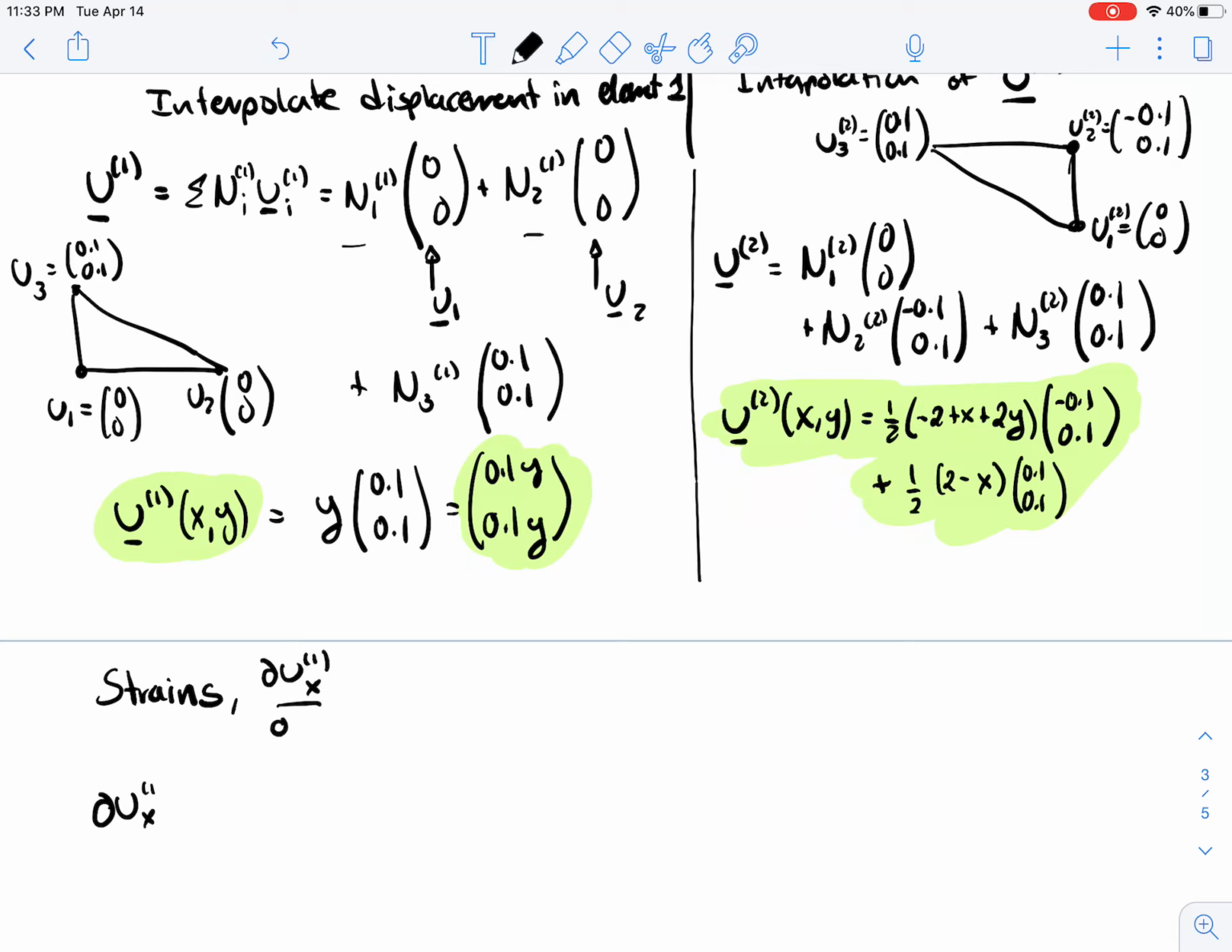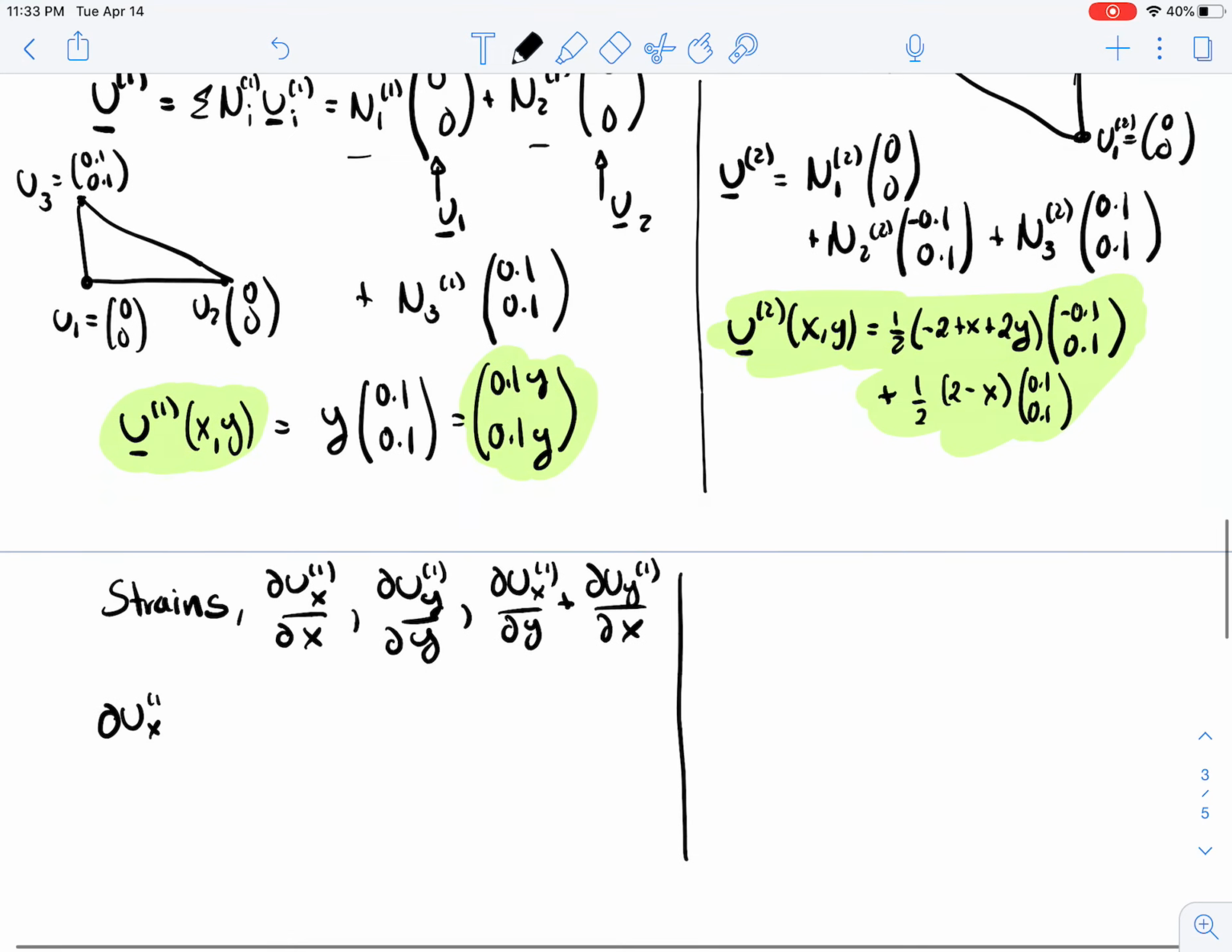I'm only gonna do one. So there's the normal strain in x, then there will be the normal strain in y, or the shear strain, which will be like this.